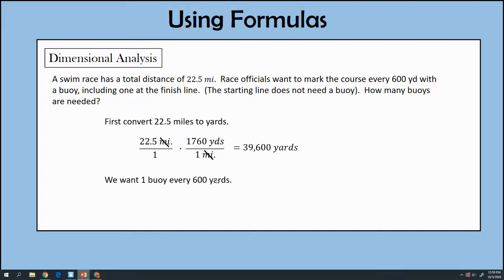Now they want one buoy every 600 yards. Now I did this the simple way. I took the total yards I had, divided it by 600, and we're going to need 66 buoys for this race.